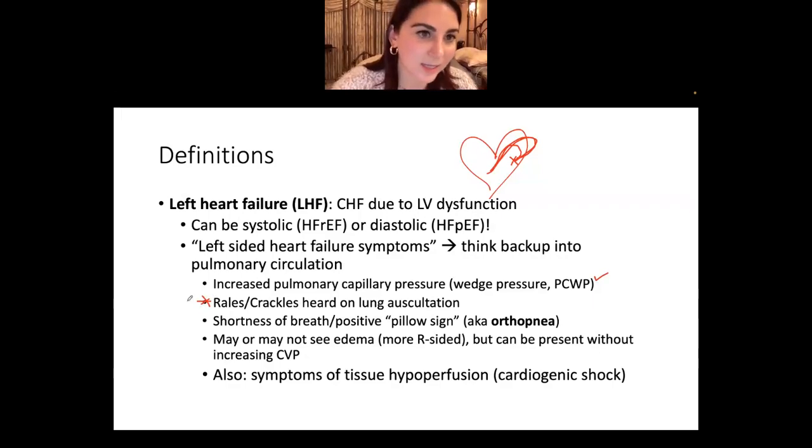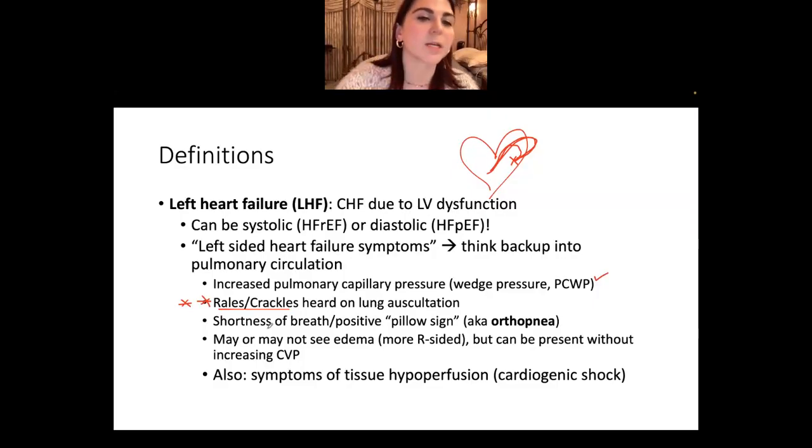This is a classic thing they like to ask because they throw this in there to have people think it's a pulmonary problem. Like, oh, there's crackles heard on lung auscultation, must be a lung thing. This is always going to be left-sided heart failure. So if you hear rales or crackles on auscultation, always left-sided heart failure.